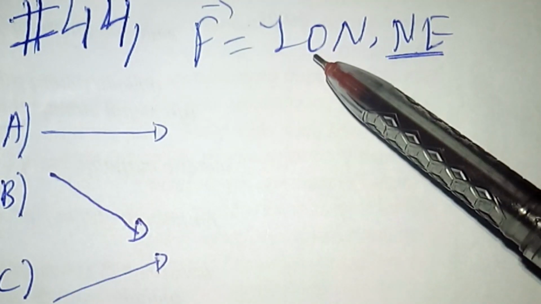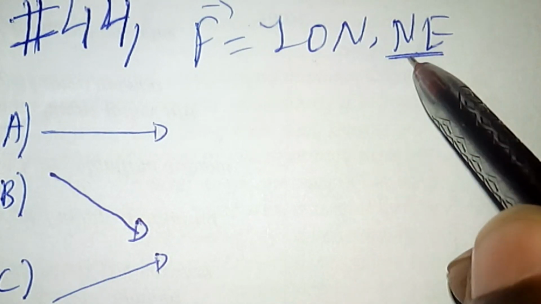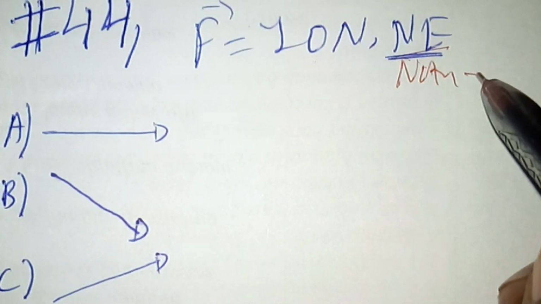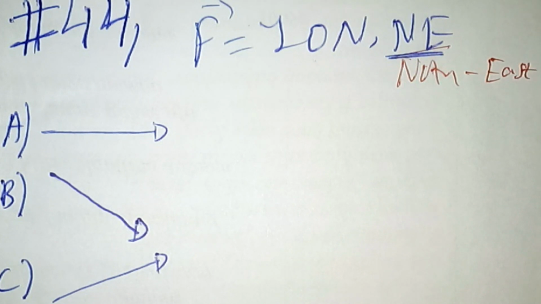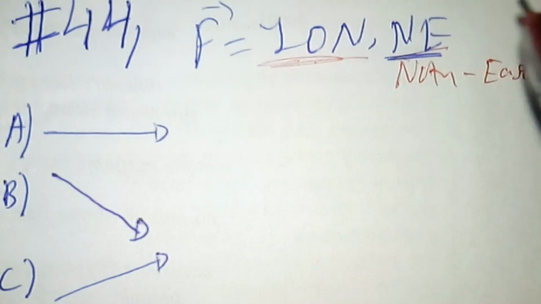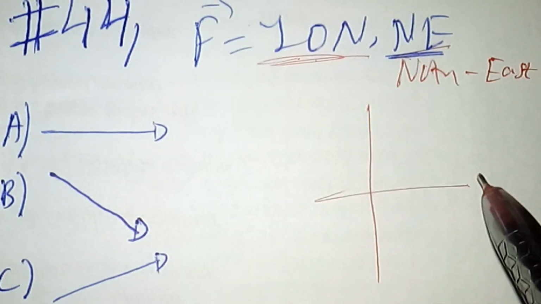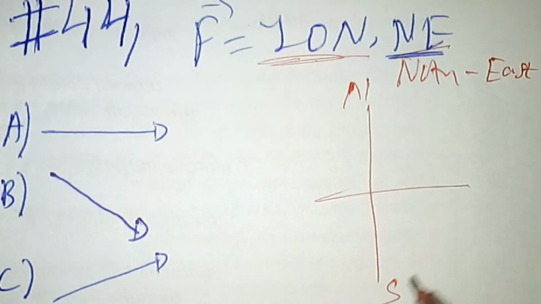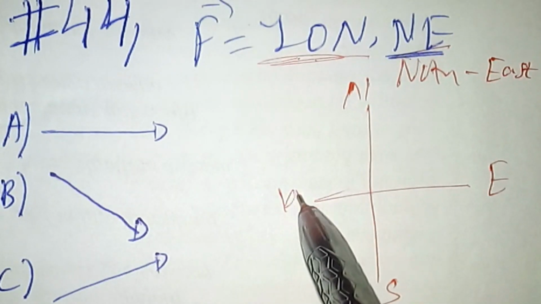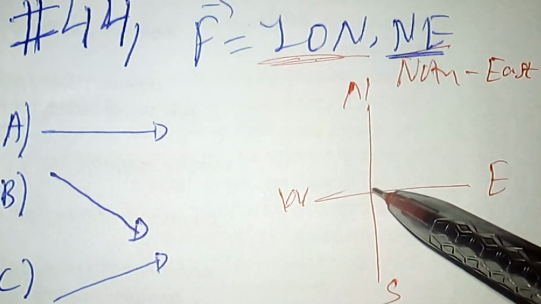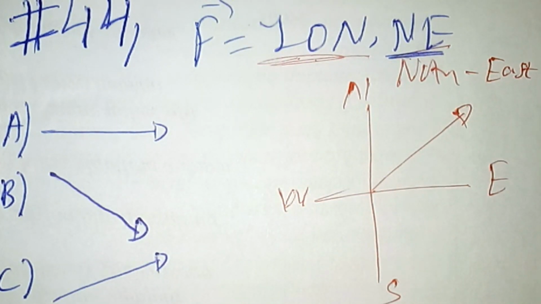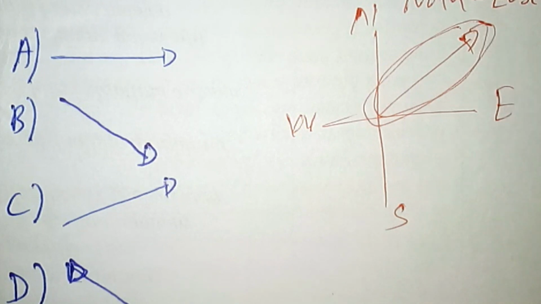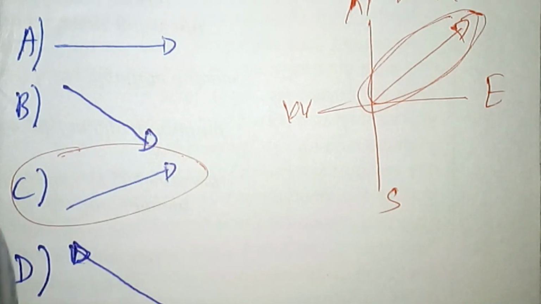A force of 10 Newton is acting in the direction of northeast. So this force is acting in the direction of northeast. Then which of the following graphs represents the graphical representation of this force? So if I draw these directions, this is north, this is south, this is east, this is west. Northeast means exactly in the first quadrant. The diagram which represents this vector is exactly on C. So the answer is C.